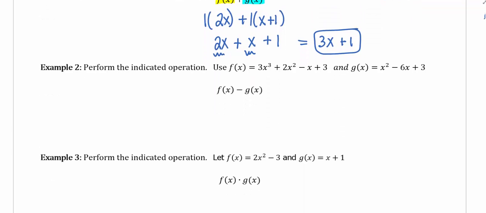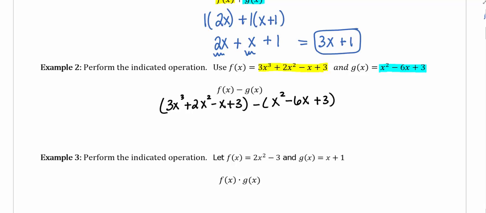Example 2, we're subtracting. So I'm going to use f of x is 3x to the third plus 2x squared minus x plus 3. And g of x is x squared minus 6x plus 3. So I'm going to subtract again. So f of x is 3x to the third plus 2x squared minus x plus 3 in parentheses minus x squared minus 6x plus 3.